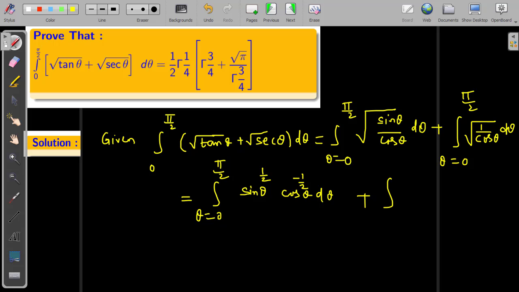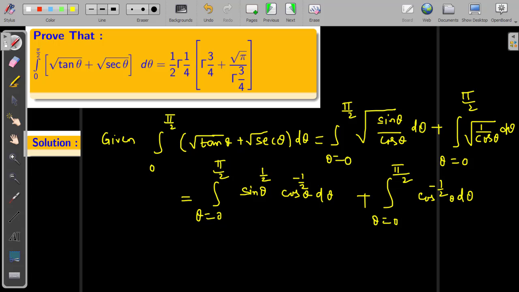After that, move on to the second integral, 0 to pi by 2. Here again it is like root of a by b. This can be written as root 1 by root cos theta. Root 1 is 1, divided by root of cos theta, and root cos theta means cos theta power 1 by 2. So finally this term becomes 1 by cos theta power 1 by 2, and anyhow root 1 is 1, so I will write only cosine power minus 1 by 2 theta d theta. There is no sine term.